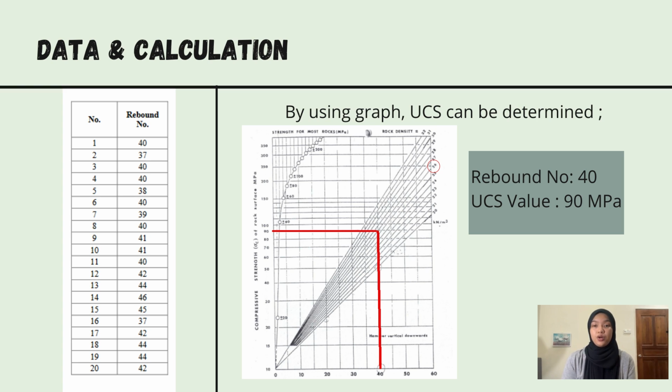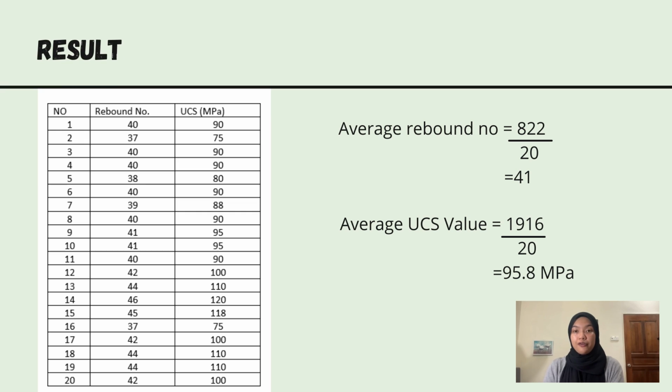On the graph, draw a vertical line at 40 on the scale until it touches or intersects with the 26 line. We use 26 because the sample that is used in this test is granite. So from the intersection, draw a horizontal line until it touches the y-axis, and there you have it, the UCS value for rebound number 40, and the same goes for the other rebound numbers. After completing our readings, the UCS values for all rebound numbers are obtained.